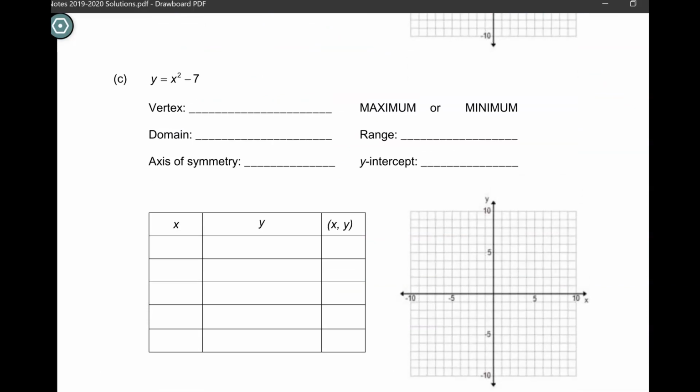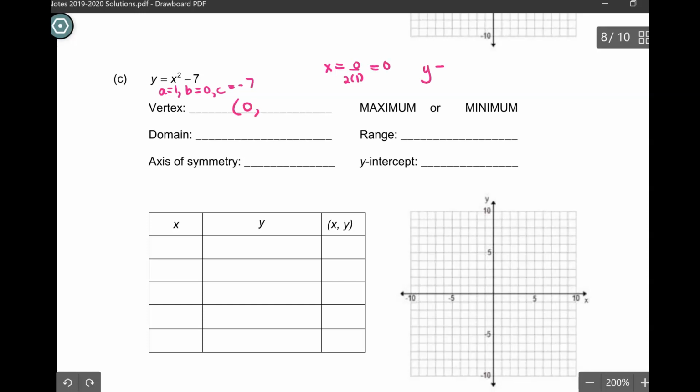Okay, last one. So we can see here a is 1, b is missing, so that means it's 0, and c is -6. So the x-coordinate of the vertex is going to be 0 over 2a, so that's just going to be 0. And then the y-coordinate, well, if I plug in 0, I get -7.